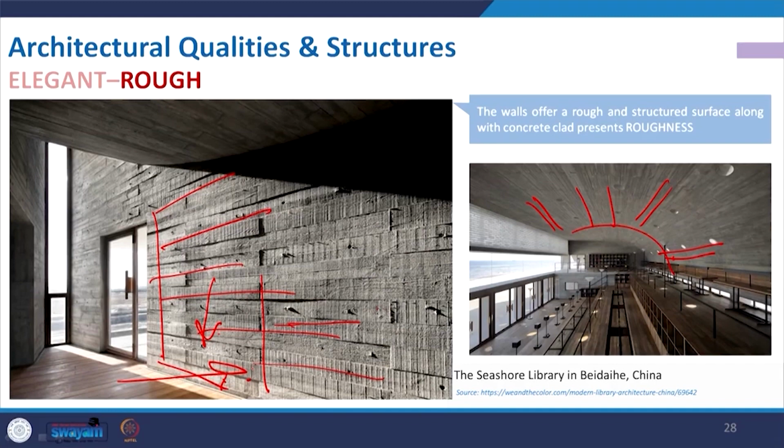Sometimes the rough quality can be maintained, but to get it we have to be choosy about the structural material that we use to create it. We cannot create it with all the materials available to us. So, we have to be choosy about when to make it rough, elegant or smooth.